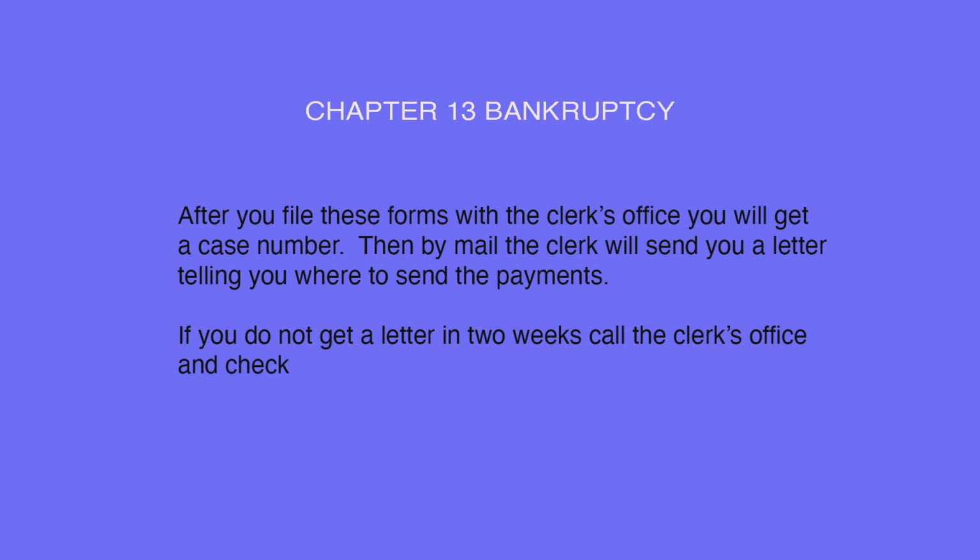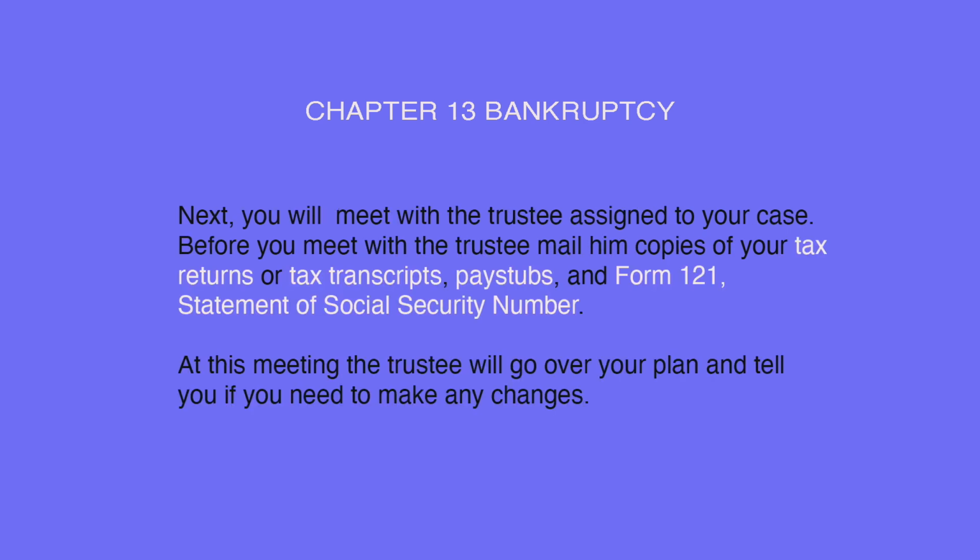After you file these forms with the clerk's office, you will get a case number. Then by mail, the clerk will send you a letter telling you where to send the payments. If you do not get a letter in 2 weeks, call the clerk's office and check. Next, you will meet with the trustee assigned to your case. Before you meet with the trustee, mail him copies of your tax returns or tax transcripts, pay stubs, and Form 121, Statement of Social Security Number.